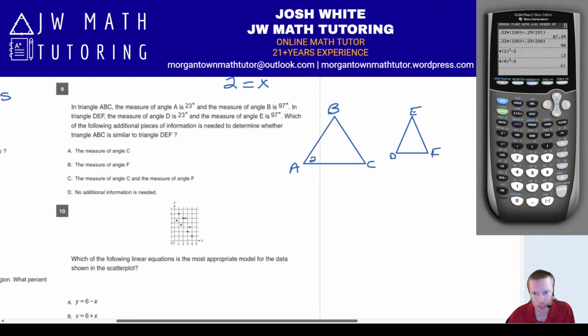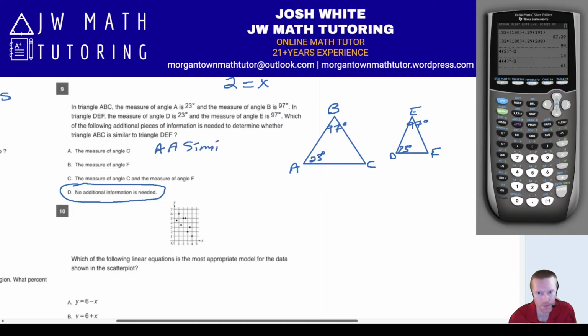So we know A is 23 degrees. We know B is 97 degrees. Again, these are not to scale, but that's irrelevant. All we're trying to do is just match things up. D is 23 and E is 97 degrees. Okay, so which of the following pieces of information determine whether these two triangles are similar? It turns out the correct answer here is D. You do not need any additional information because these two triangles are similar by the AA similarity postulate.